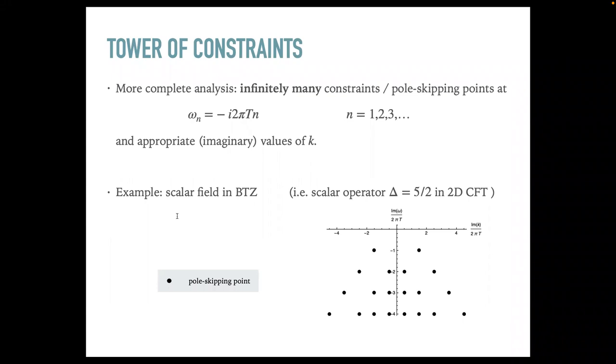Just to illustrate this, let me think about the simplest example of this class I've been describing: a scalar field in BTZ, the three-dimensional version of the spacetime I just discussed. I've picked a scalar field with some specific mass, which corresponds to picking an operator with some dimension in the quantum field theory. We can do this near horizon analysis and identify these points. Here I'm plotting imaginary frequency against imaginary wave number. When omega is minus i 2π T, there are two of these pole skipping points. When it's minus i 4π T, there are four, then six, then eight. This is just what I get from the simple near horizon analysis. You get a huge tower of points like this.